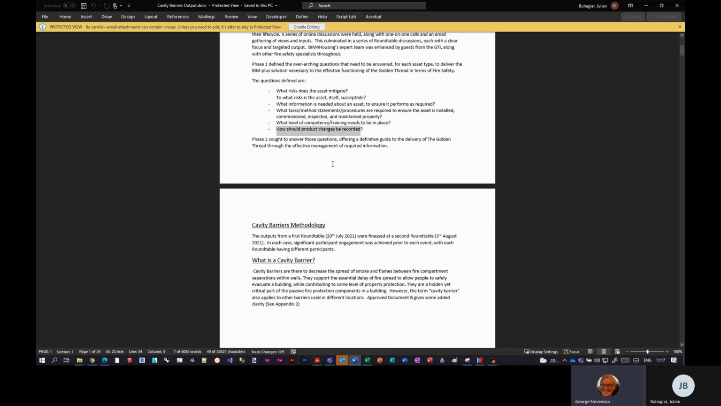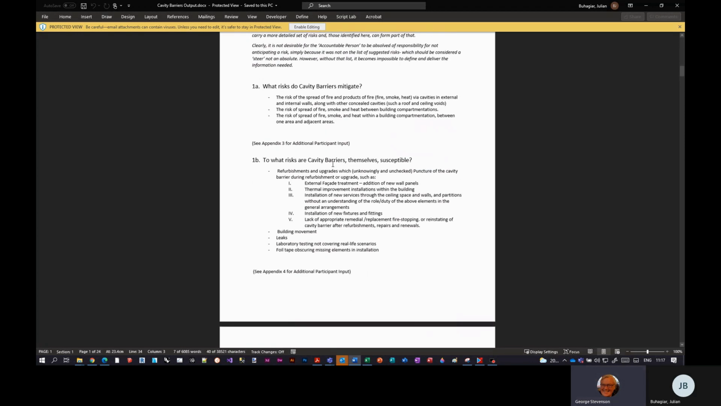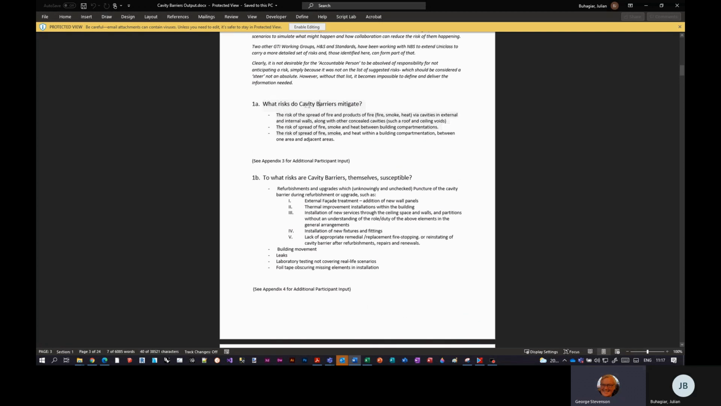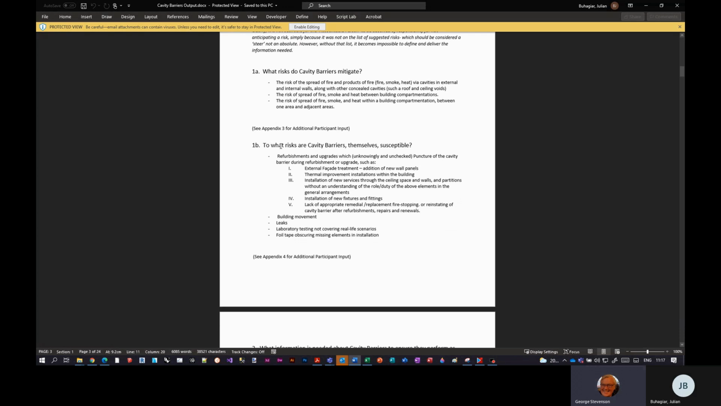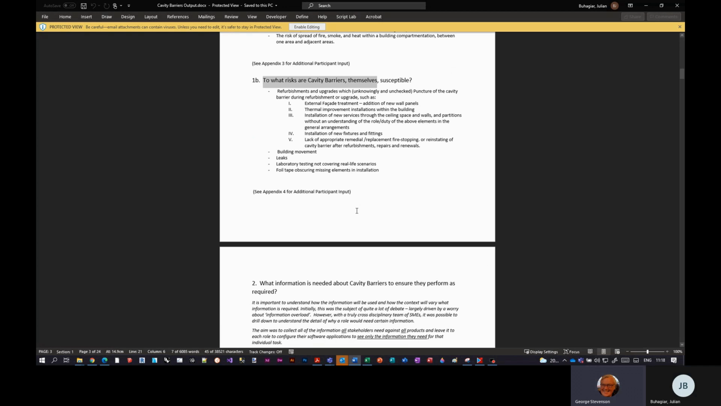And the other final bit was looking at how change management could record when one product is swapped out for an alternative one, either during the design and construction phase, or more importantly, during the life of the building. So these are the answers to the first questions there. So what are the risks that a cavity barrier is mitigating? Then the specific things that happen. So there's quite a clear list there based on the experience of our experts.